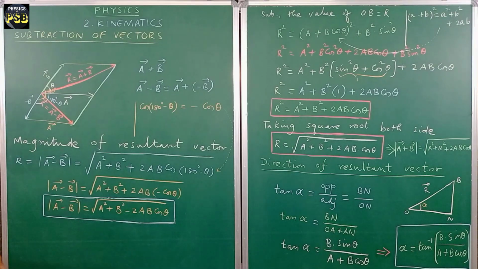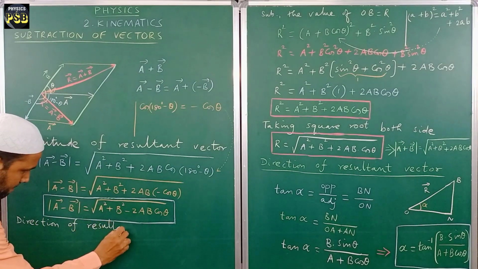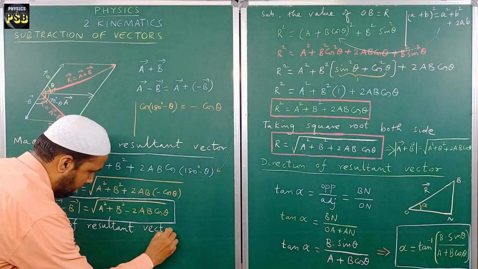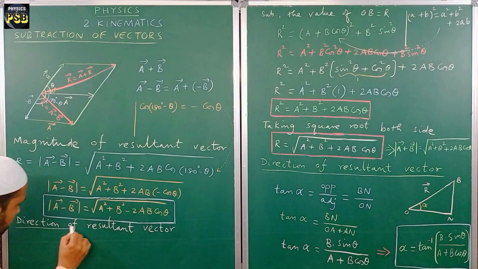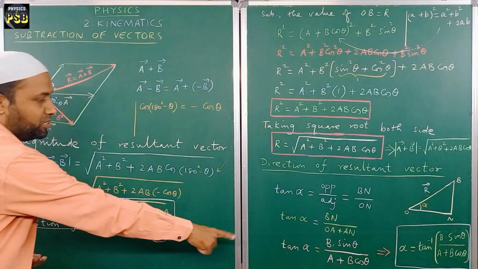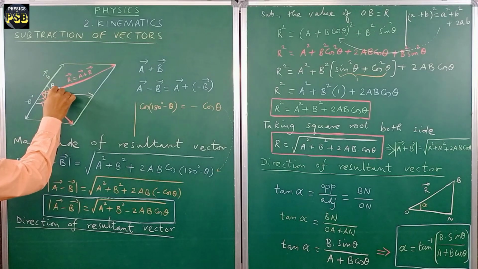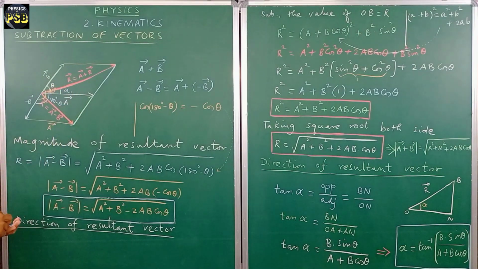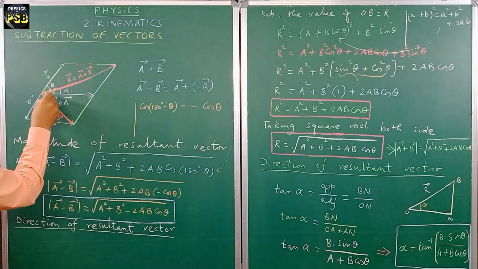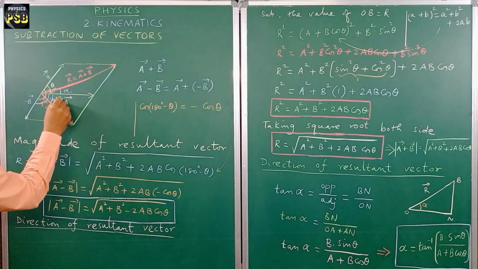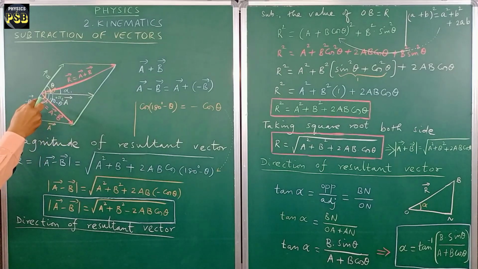Now I am going to find out the direction of the resultant vector. What is the direction of the resultant vector? I'll use the same method here. Here, the angle between vector A and this resultant is taken as alpha 1. In a similar way, the angle between vector A and this resultant is taken as alpha 2. Actually, this is our resultant vector.